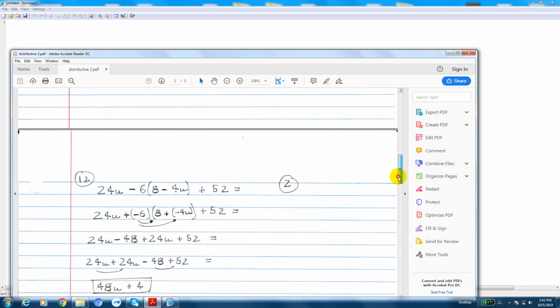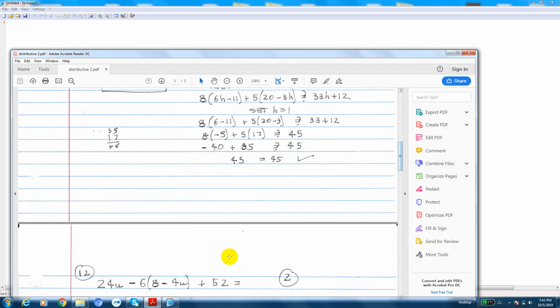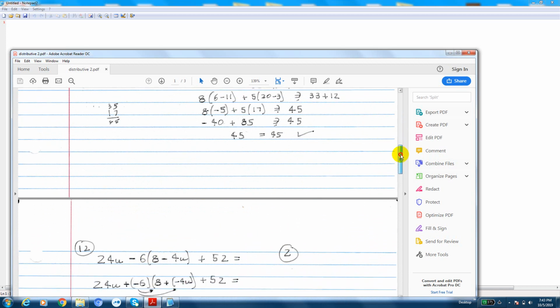Okay, this is number 2. We'll just go through these pretty fast. Here you have a negative sign here and a negative sign here. So what the teacher wants you to do is put a plus sign in front of every negative sign. So it's plus, and then you put the negative 6 in parentheses. You have a negative 4w, so you do plus negative 4w.